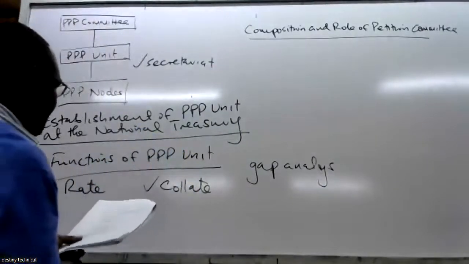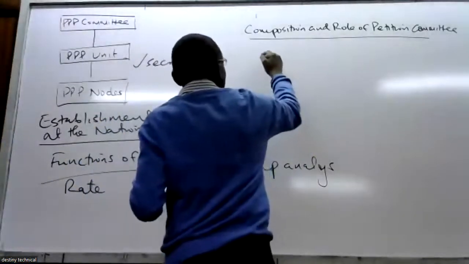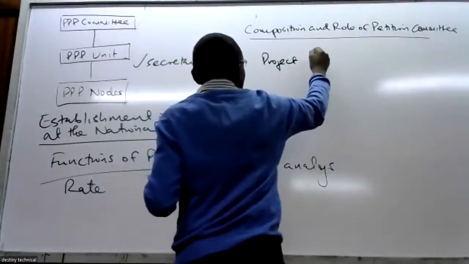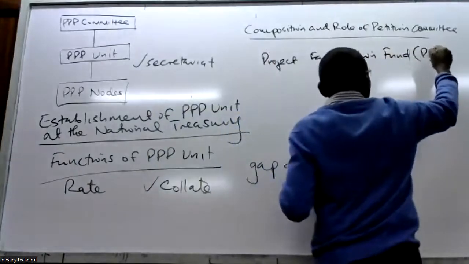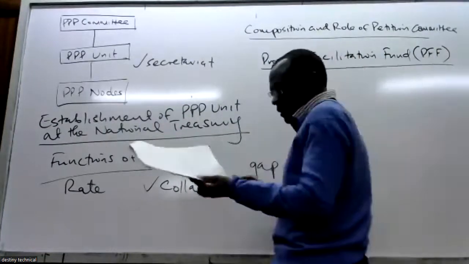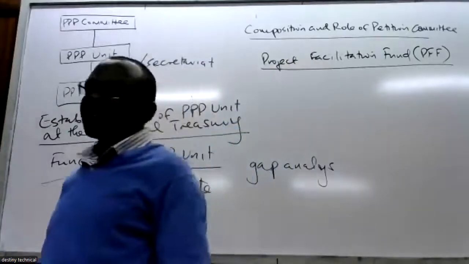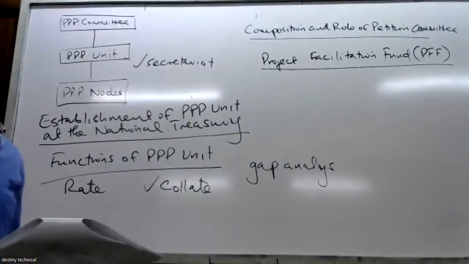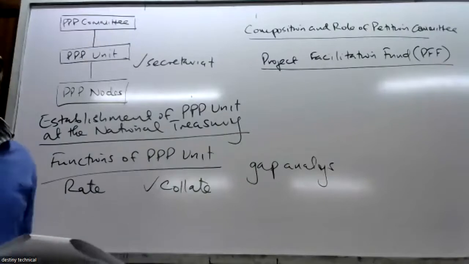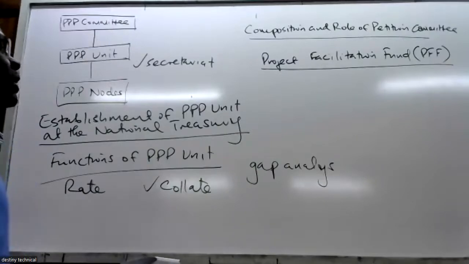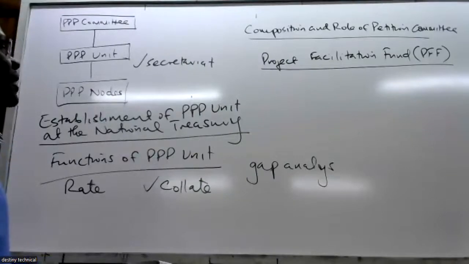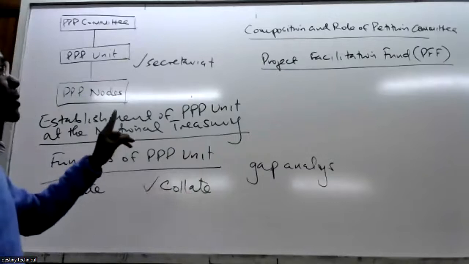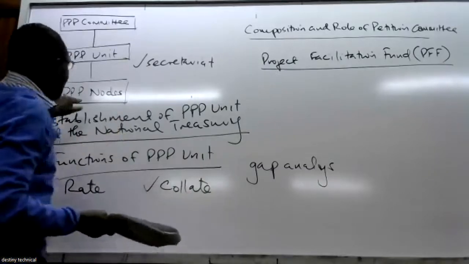And the last thing we look at under PPPs, we call it the Project Facilitation Fund, or PFF. This fund is established at the National Treasury and is meant to assist contracting authorities at the initial stages of their contracts, maybe doing a feasibility study or a project evaluation, or the concept stage, conceptualization of the project, or even paying a consultant, for those contracting authorities that don't have technical people.